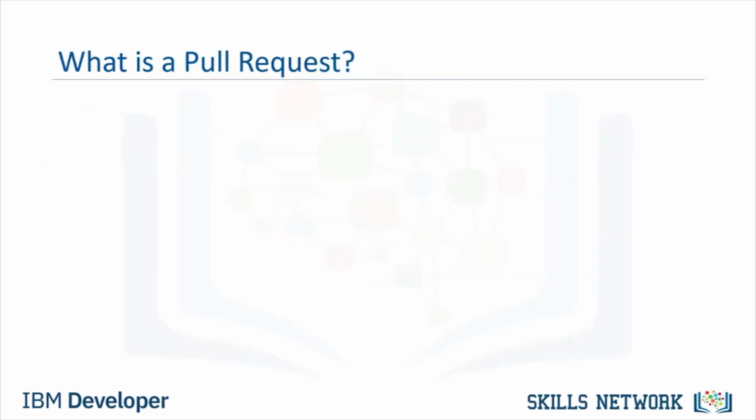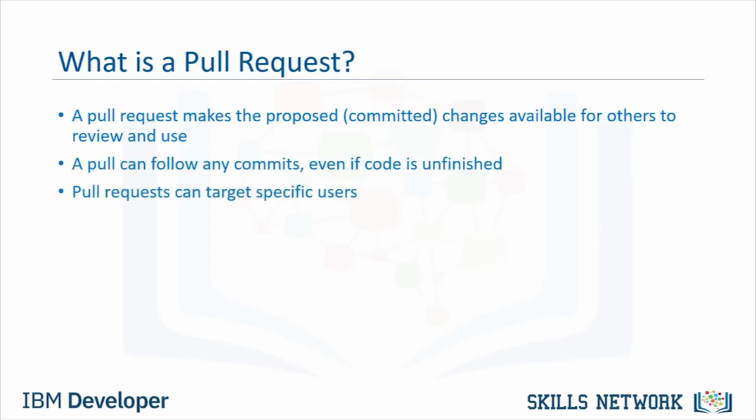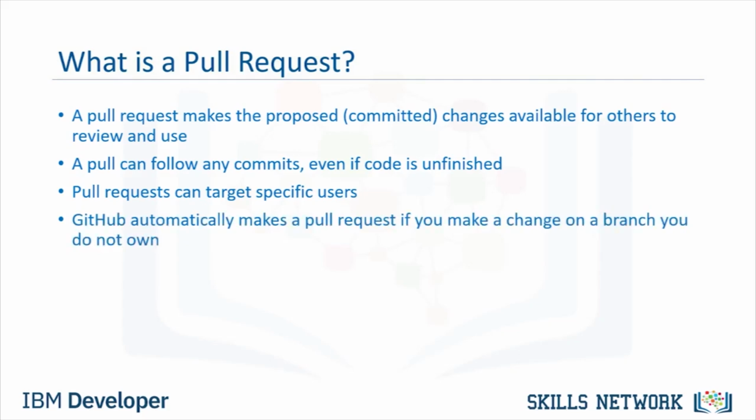Pull is used to initiate the merging of branches in a way to capture changes. A pull request makes the proposed or committed changes available for others to review and use. A pull can follow any commits, even if code is unfinished. A pull requires a user to approve the changes. This can be the author of the change, or it can be assigned within the team. Note that GitHub automatically makes a pull request on your behalf if you make a change on a branch that you do not own. Since the log files are immutable, it is always possible to find the person who approved the merge of the change.